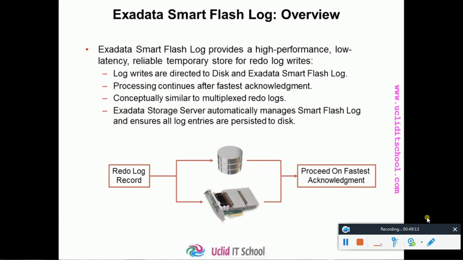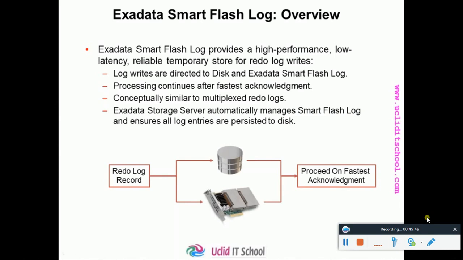So that is how the flash log is used. Log writes are directed to disk and flash log. Processing continues after the fastest acknowledgement. Wherever it writes first, it will continue from there. This is conceptually similar to multiplexed redo logs, because the redo data is written to flash log as well as the redo log files.